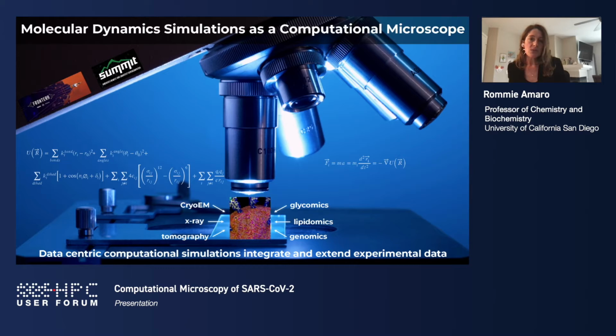So nowadays, what we can do is actually combine multiple different sources of experimental data. For example, these could be different types of structural data sets, such as cryo-electron microscopy, X-ray crystallography, and tomography, together with approaches and methods like glycomics, lipidomics, and genomics in order to build these highly detailed systems at the atomic level. And then all we're doing is essentially defining a potential function, which I'm showing here, which describes the interaction of all the atoms in the system. And then we're integrating Newton's equation of motion over time. And so we perform this numerical integration millions and billions and trillions of time steps.